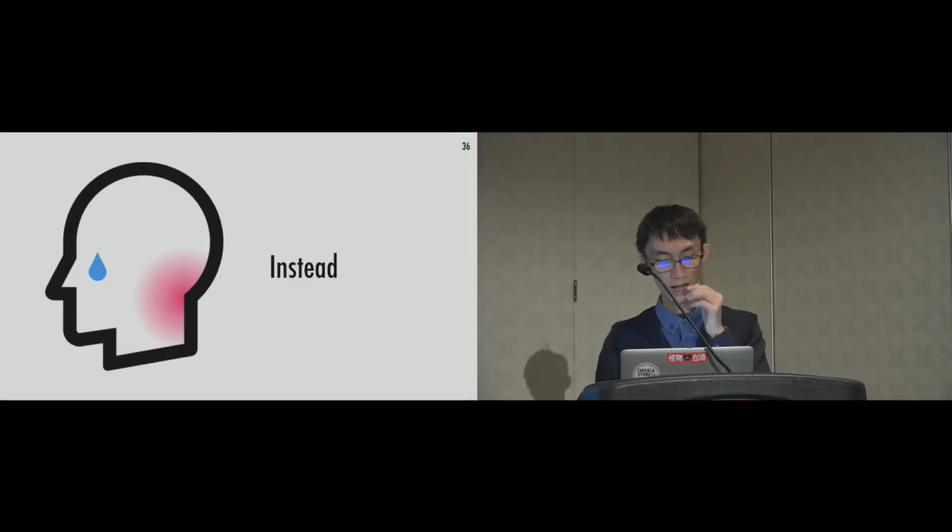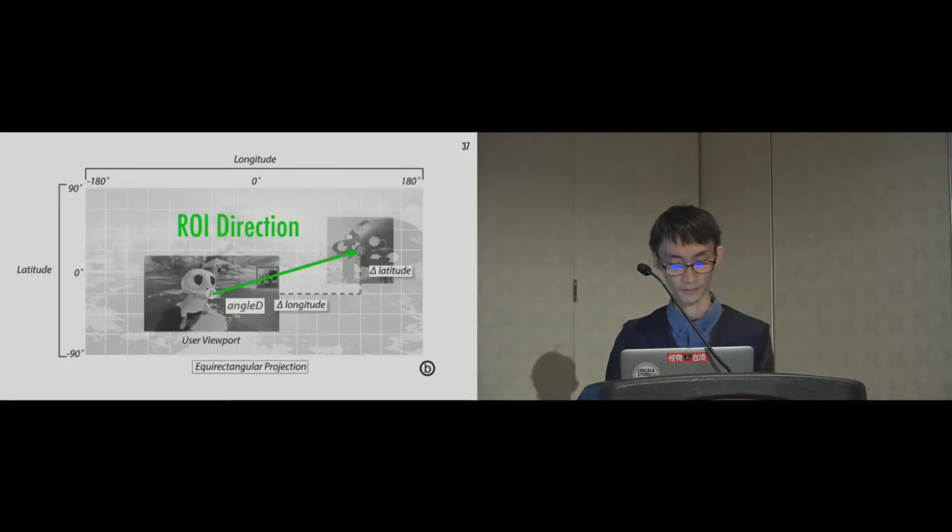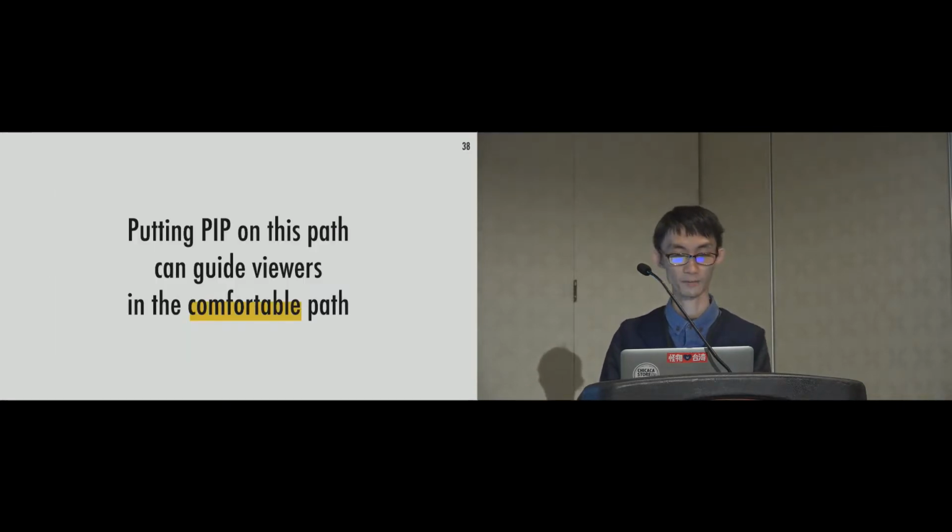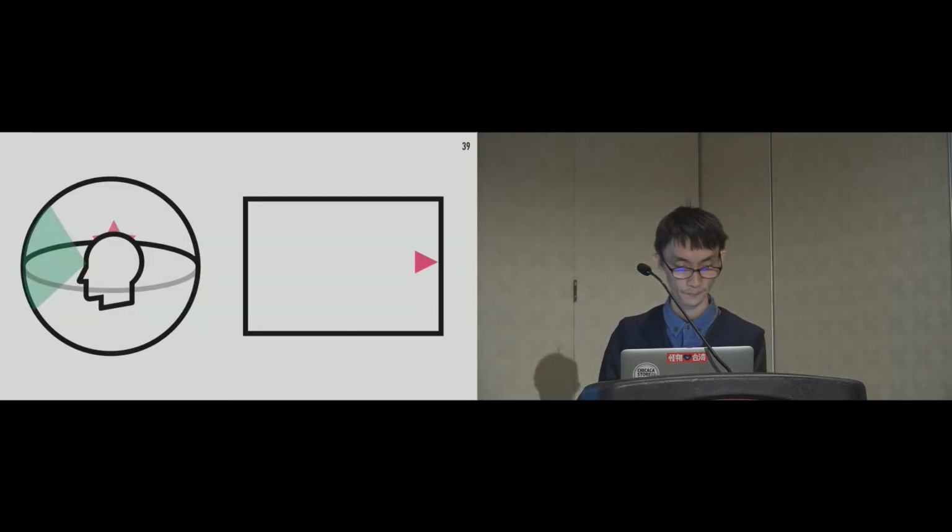Instead of viewing at an upward angle, we unwrap the sphere into an equirectangular projection. This form is also the way that 360 videos are commonly stored. We put the visual cues on the connection from the center of the viewport to the out-of-sight region of interest. And putting the picture-in-picture on this path can guide the viewers in a more comfortable way.